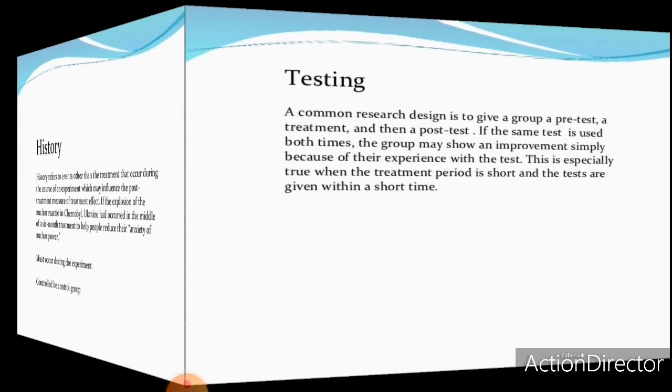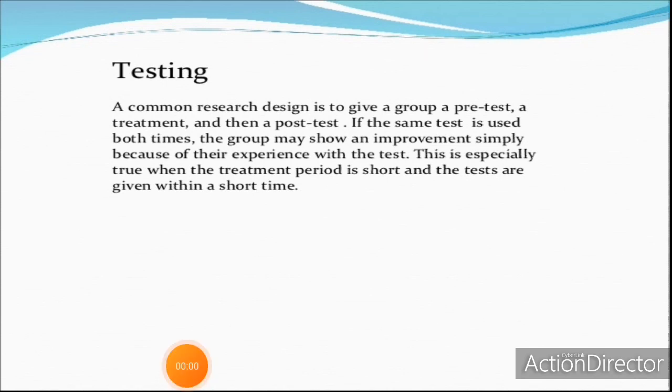Now next is testing. This variable occurs in an experiment when the tests are repeated. Usually these are the effects on the experiment of taking a measure on the dependent variable before and after the presentation of the treatment. This variable is a threat to internal validity of the research. In other words, the researcher designed the research in such a way that the group gets first a pre-test and then a treatment and then a post-test.